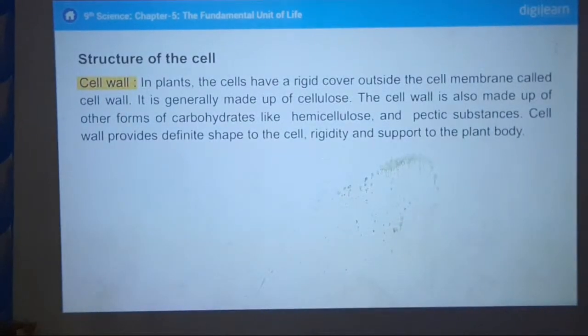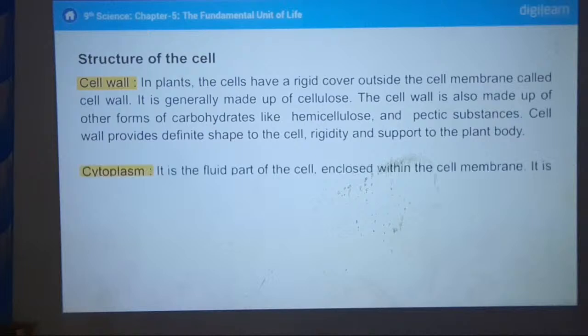Cell wall. In plants, the cells have a rigid cover outside the cell membrane. This is called the cell wall. It is generally made up of cellulose. The cell wall is also made up of other forms of carbohydrates like hemicellulose and pectic substances. Cell wall provides definite shape to the cell, rigidity and support to the plant body.